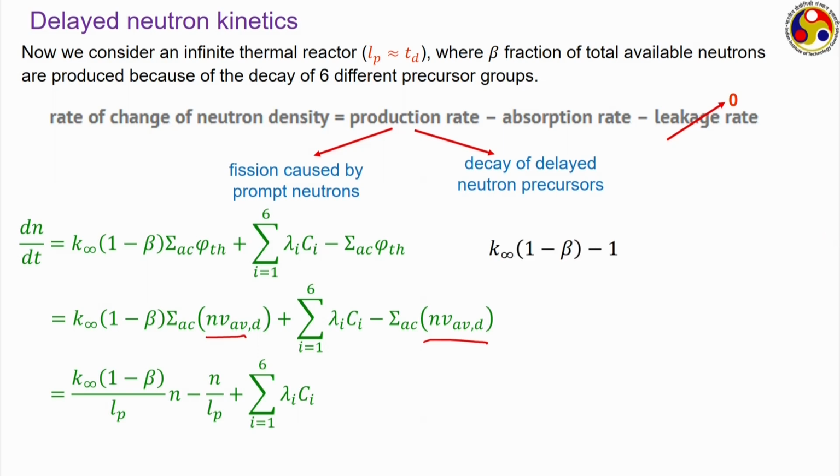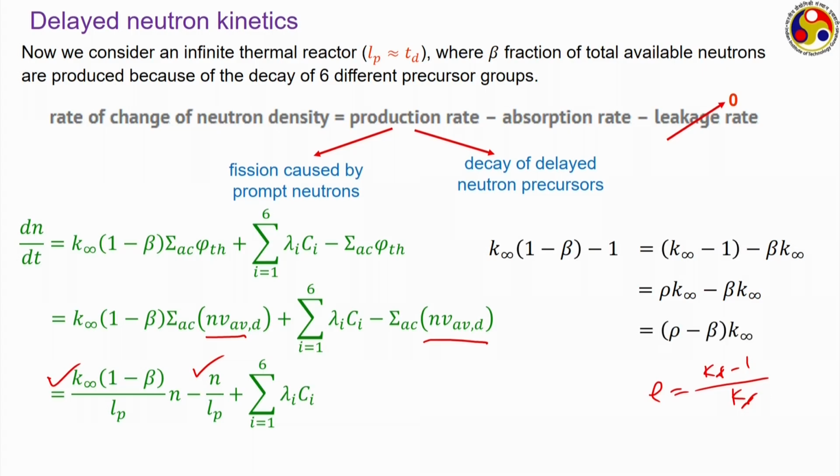Now, a little bit of mathematics. We are taking this numerator here and combining it with this. So k infinity into (1 minus beta) minus 1 can be written like this. And what is the definition of rho, reactivity? Rho we know is defined as (k infinity minus 1) by k infinity. So that substitution has been done, and accordingly we get this to be rho minus beta into k infinity.